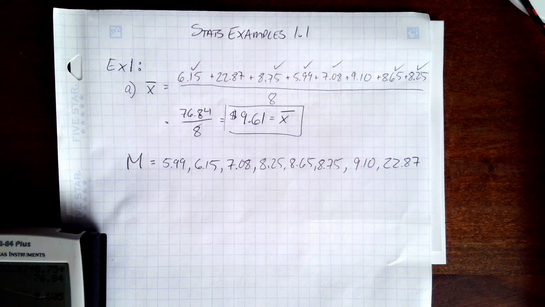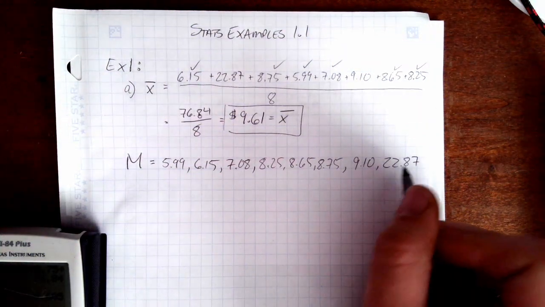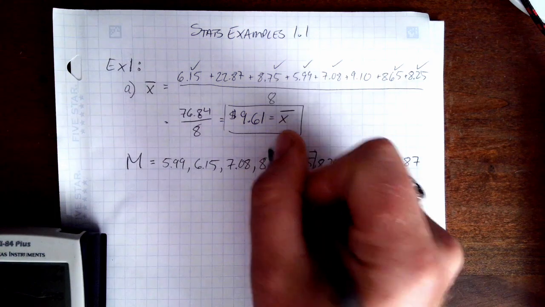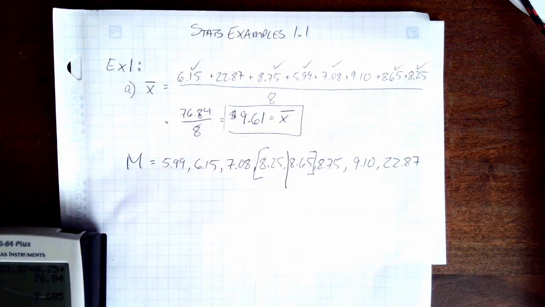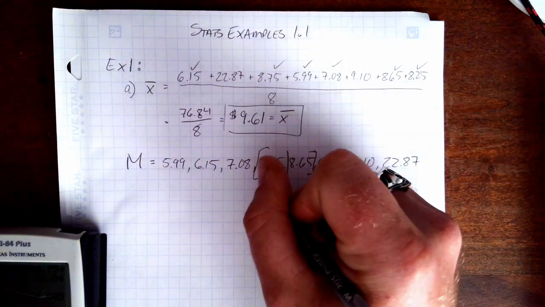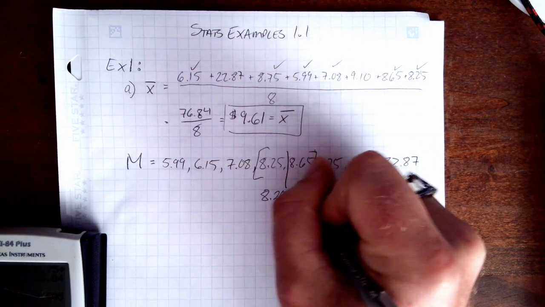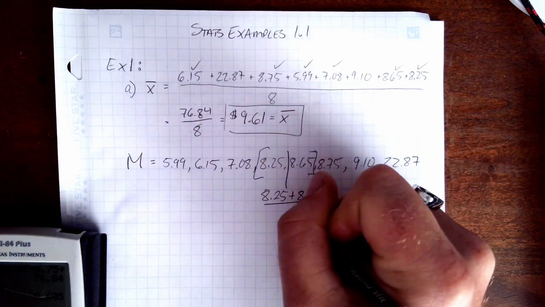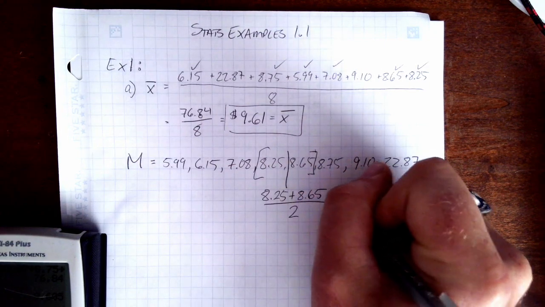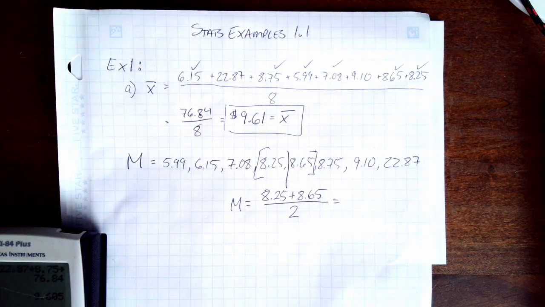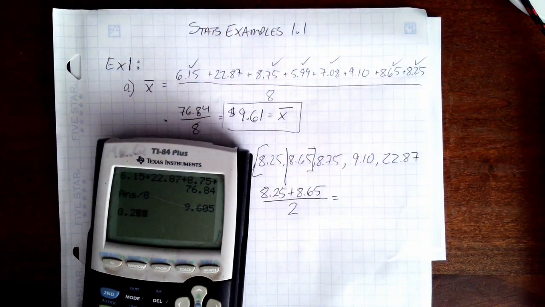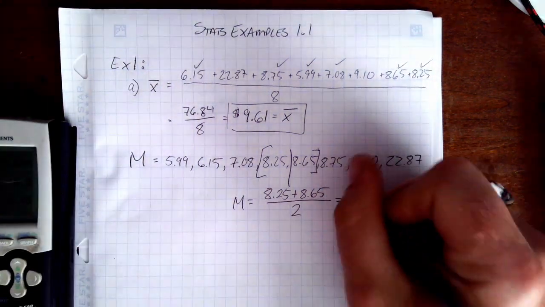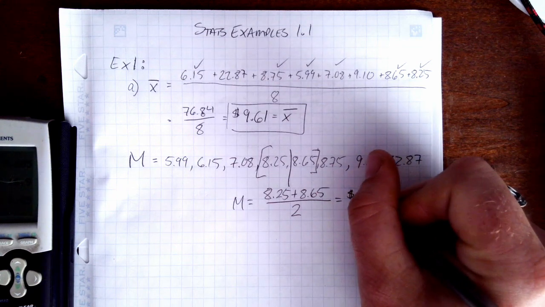Our median, again, is the middlemost number, but we have 8. So 1, 2, 3, 4 from the middle, and 1, 2, 3, 4 from the middle means that the actual middle is somewhere in between those two values. So we need to take their average, or their mean, to find the median. If there's only one number in the center, then you just pick that number and you're good. And it looks like our median value, our middlemost value, is about $8.45.